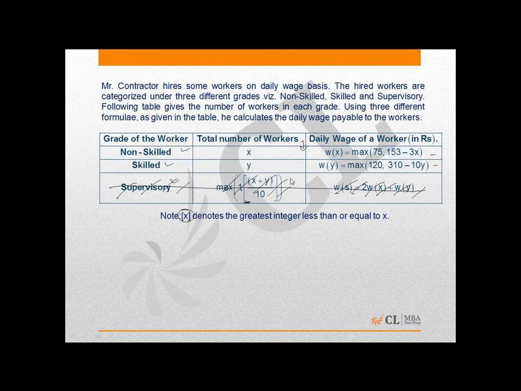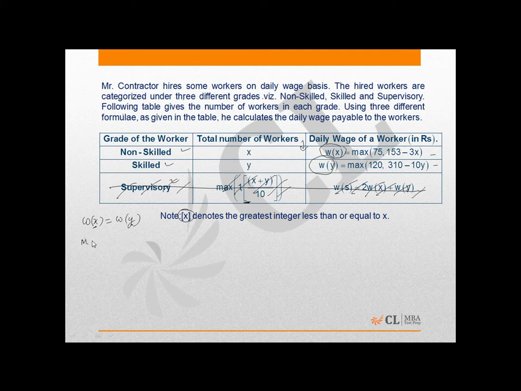That means W of X should be equal to W of Y, where X represents the number of non-skilled workers and Y represents the number of skilled workers. So for what value of X and for what value of Y are W of X and W of Y going to be equal? And for those cases we need to take the sum of X and Y so that it can be minimized, the total number of workers, excluding the supervisor of course.